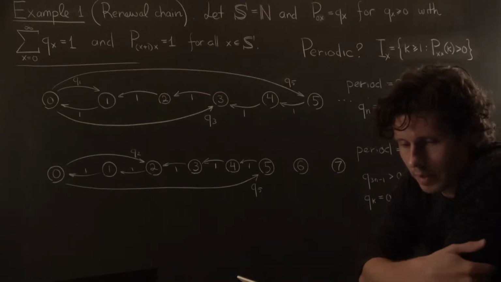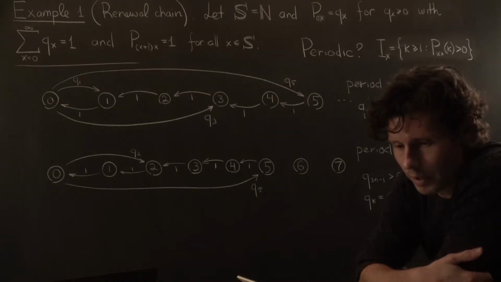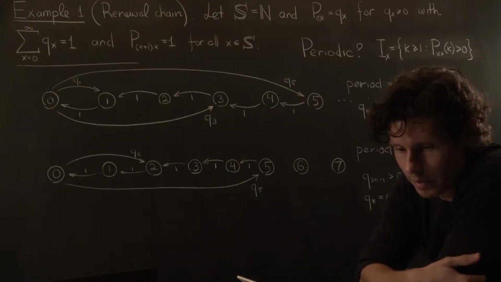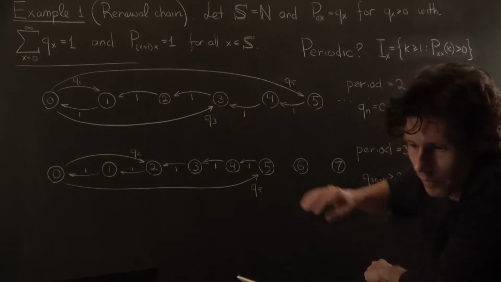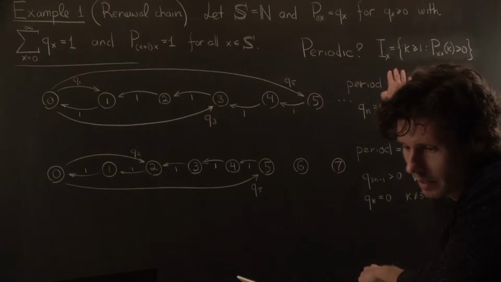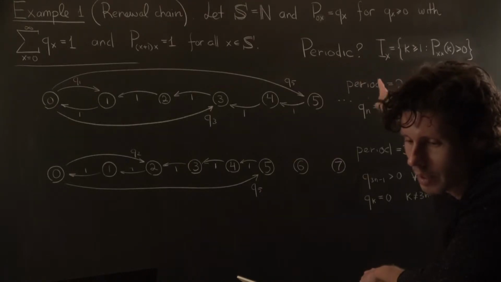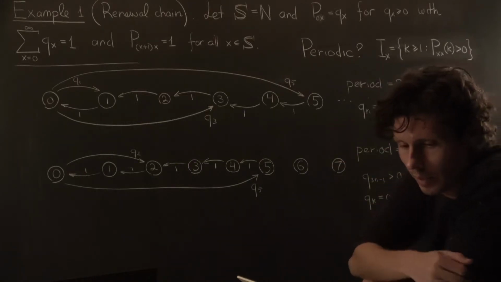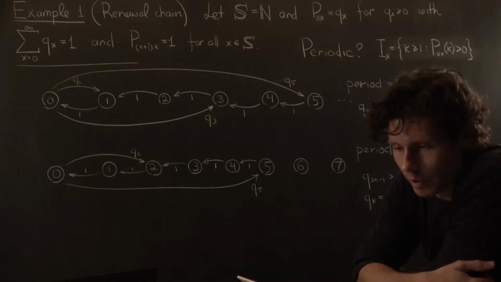Okay, let's collect some examples of periodic chains. How do you make a renewal chain periodic? What periods could you potentially emulate here? And so if you remember this set, this was the definition of the period of a state: the greatest common divisor of this set here, which are just the times in which you can return to a state with positive probability.